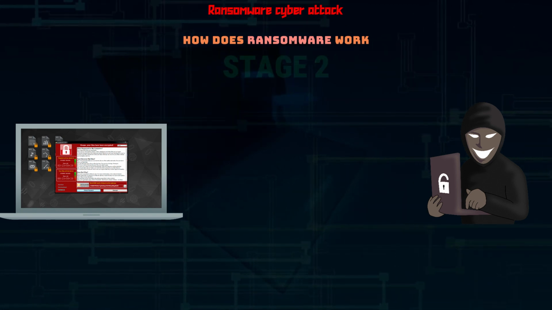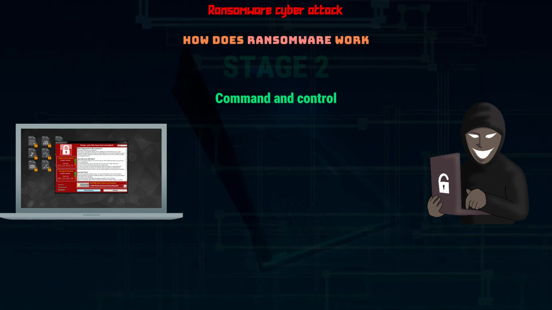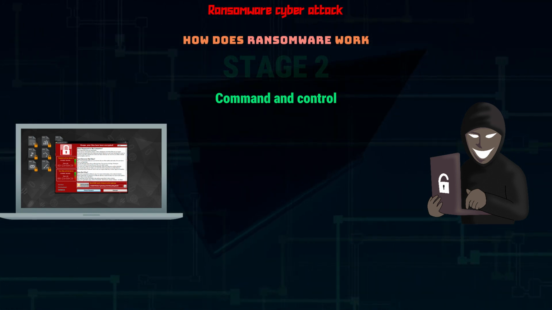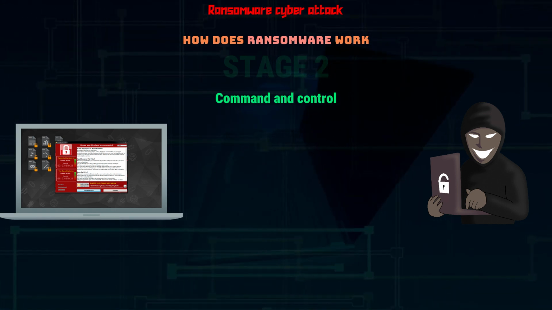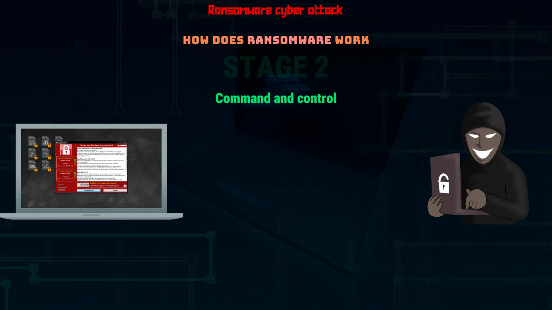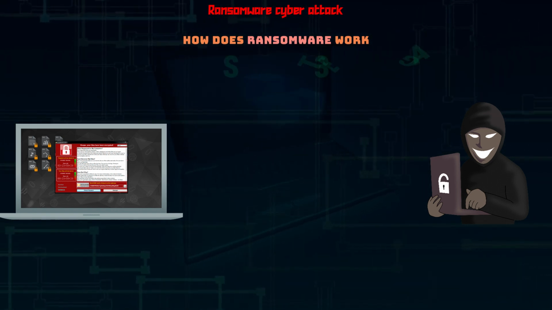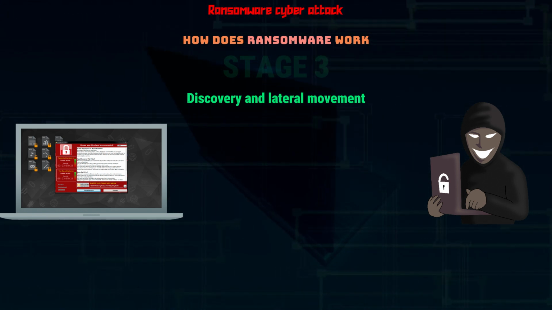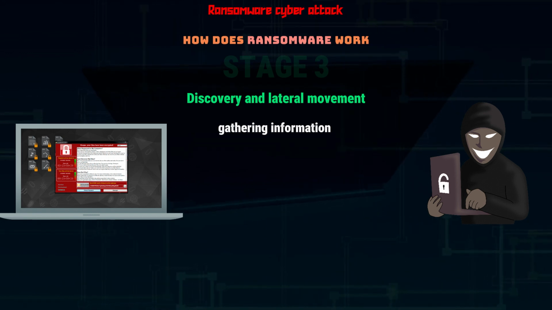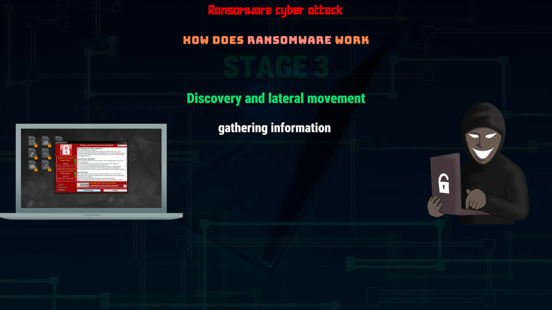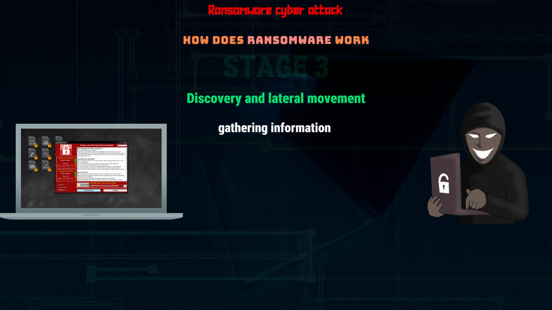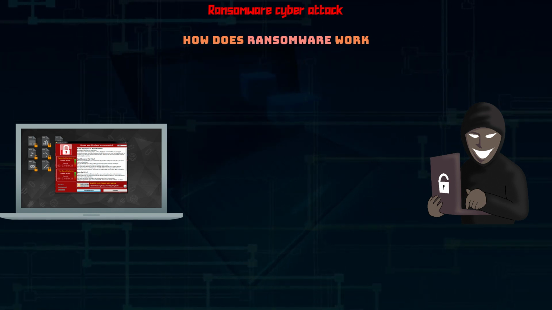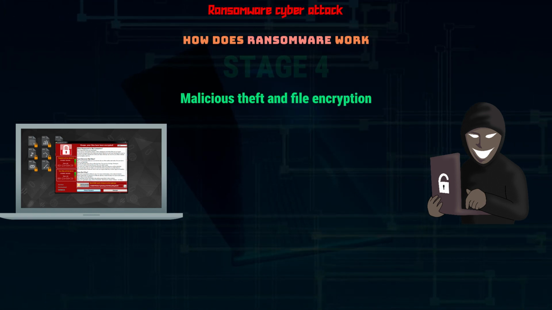In Stage 2, command and control. A command and control server set up and operated by the ransomware attacker sends encryption keys to the target system, installs additional malware, and facilitates other stages of the ransomware lifecycle. In Stage 3, discovery and lateral movement. This 2-step stage involves attackers first gathering information about the victim network to help them better understand how to launch a successful attack, and then spreading the infection to other devices and elevating their access privileges to seek out valuable data.